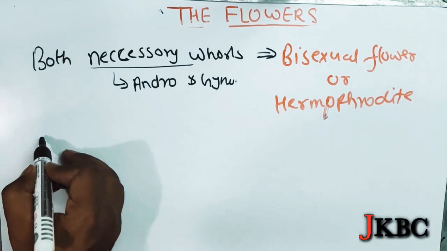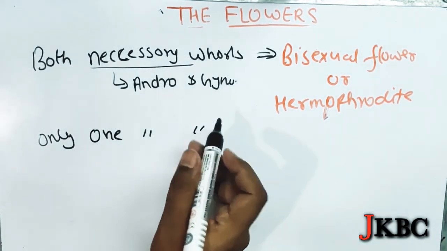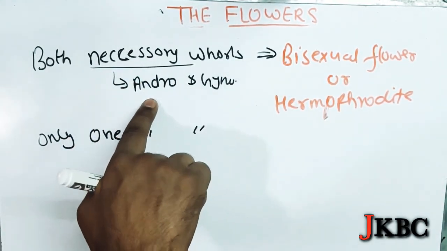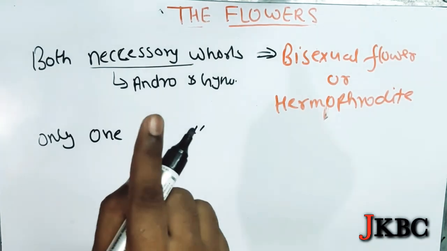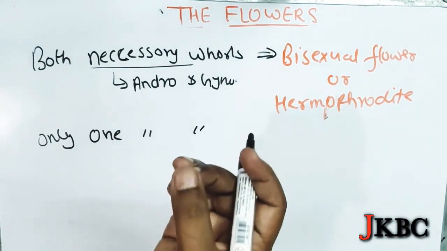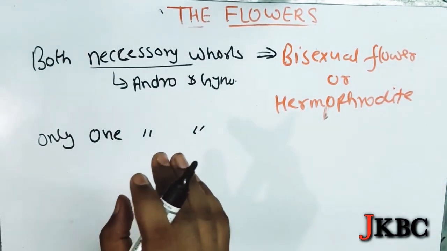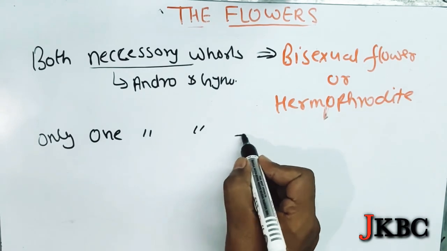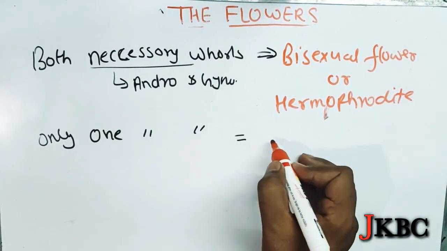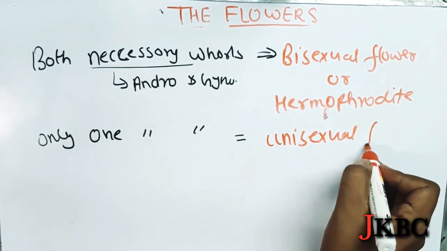If only one necessary whorl is present, not accessory, the necessary parts being the androecium and gynoecium, while the accessory parts are the calyx and corolla, which are helpful. In Hindi we say they are helpers, both of them, and nothing else. If only one whorl is present, then this is called a unisexual flower.